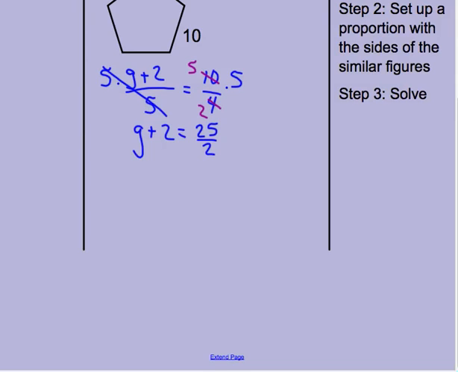How do I finish solving for g? Subtract 2 from both sides. Now remember, subtracting fractions, I have to have a common denominator. You can think of it as subtracting 2 over 1, so my common denominator is 2. I'm going to multiply this by 2 over 2, and g equals 21 halves.